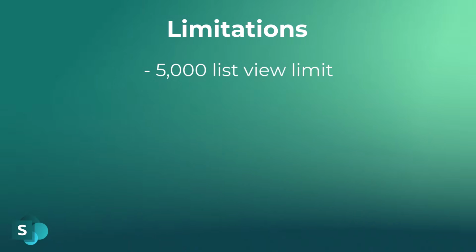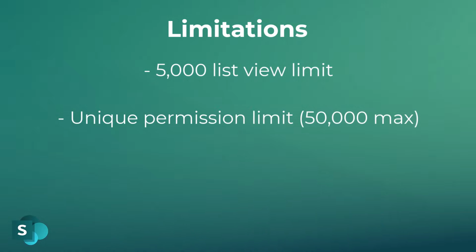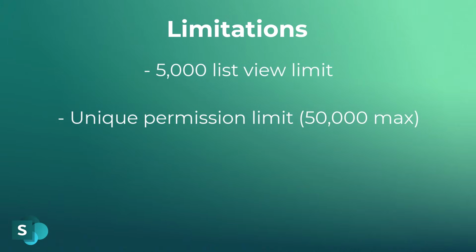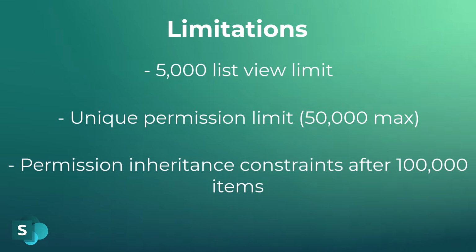SharePoint lists can scale into millions of items, but you must design around a couple of things. There is the 5,000 list item view threshold, and the unique permissions limit. It supports up to 50,000, but we recommend it to be much lower. There's also the permission inheritance constraint after 100,000 items. The issue isn't storage, it's behavior and governance at scale. So SharePoint works best for collaborative-driven solutions.